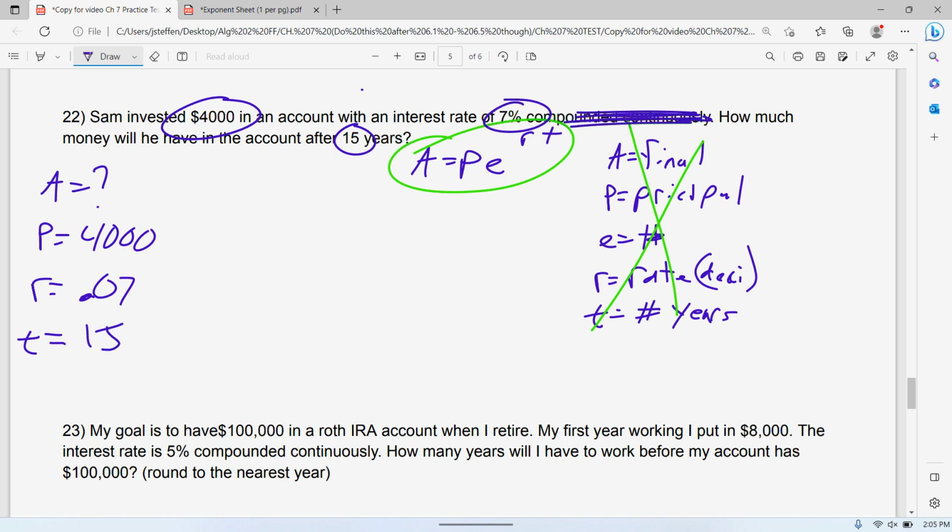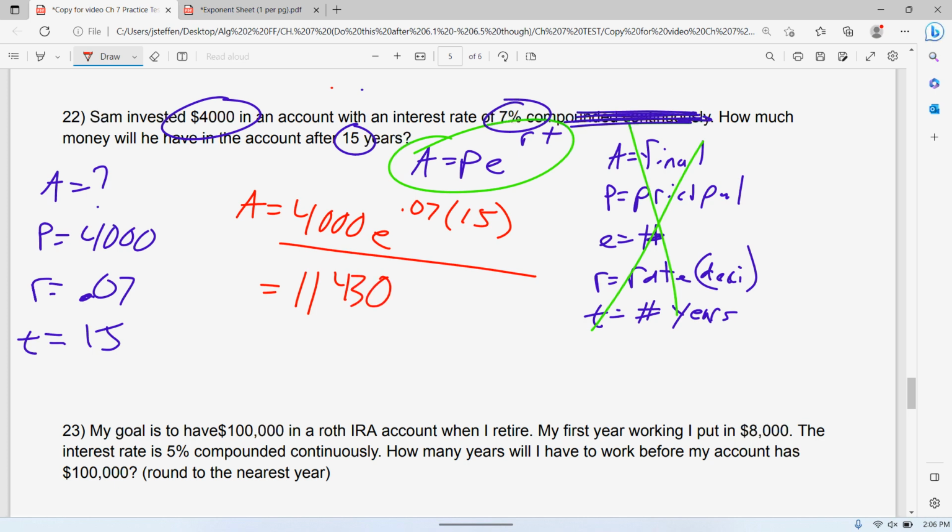So go ahead and put this in. A is equal to my P, 4,000, times E raised to the R times T. From here, now you can put that in your calculator. If you don't know where the E is in your calculator, let me know, preferably before the test, but I will help you out with that. So 4,000 E raised to the 0.07 times 15, and depending on how you do this one, the answer is 11,430.60. I rounded to two decimal places since this is money. So $11,430.60 is the answer to this one.